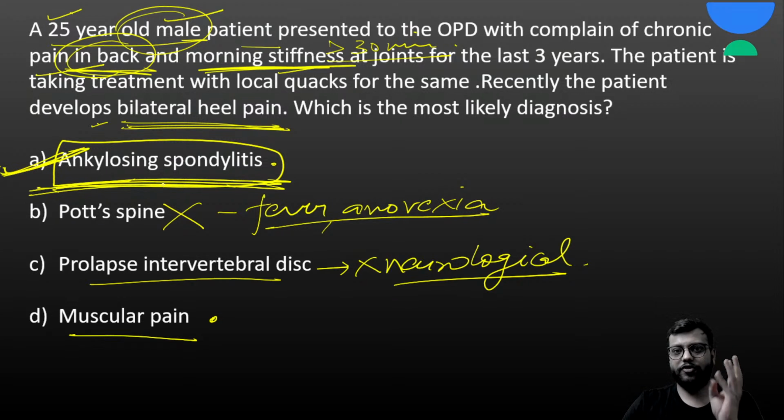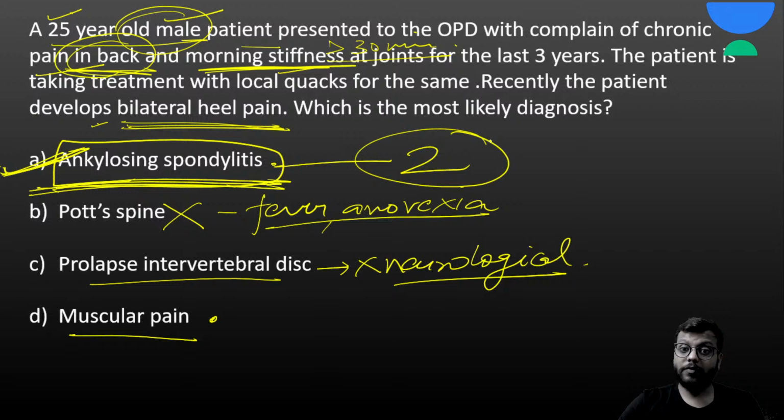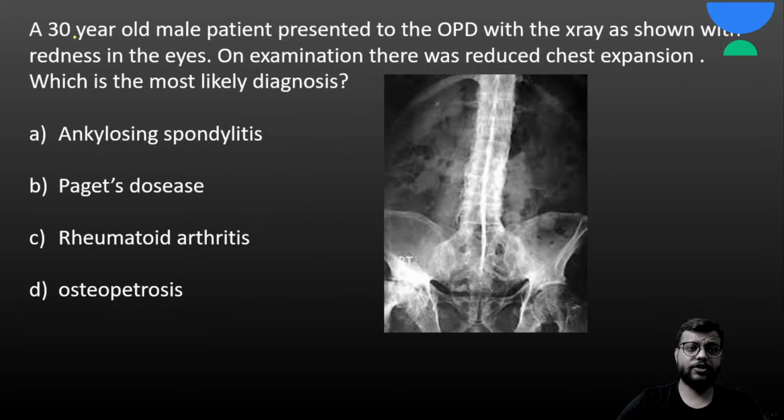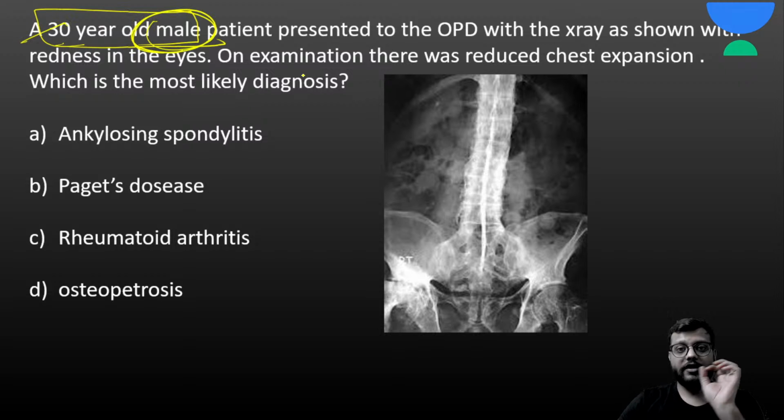The difference between rheumatoid arthritis, osteoarthritis and ankylosing spondylitis is very important. On ankylosing spondylitis, 2 questions came this time. The first question was: a 30-year-old male presented to the OPD with the X-ray as shown, with redness in the eyes. Males are the ones where ankylosing spondylitis is more common.